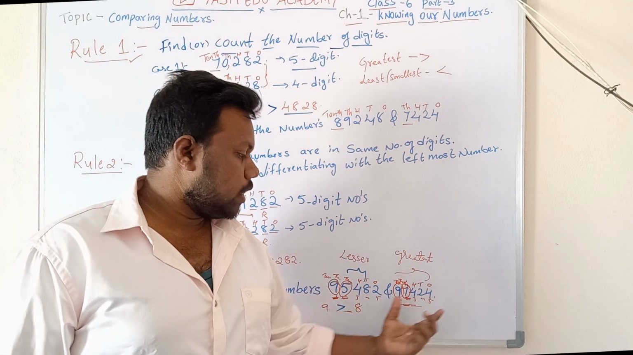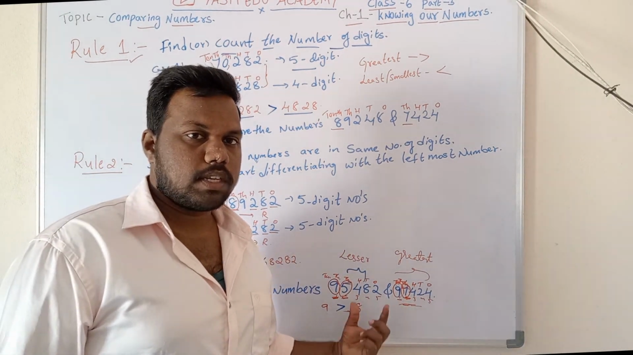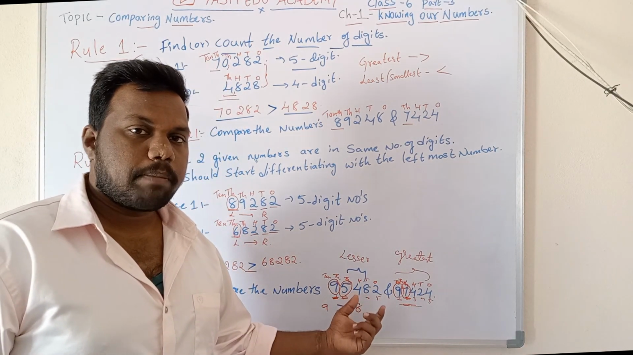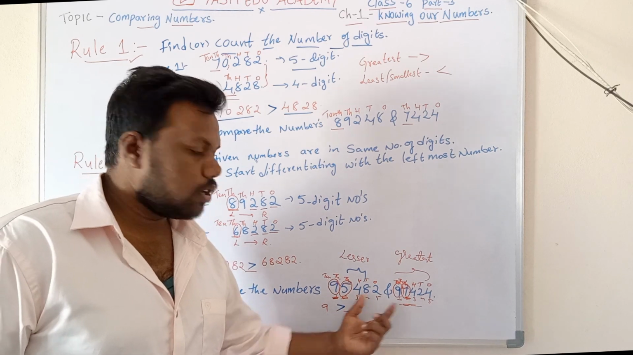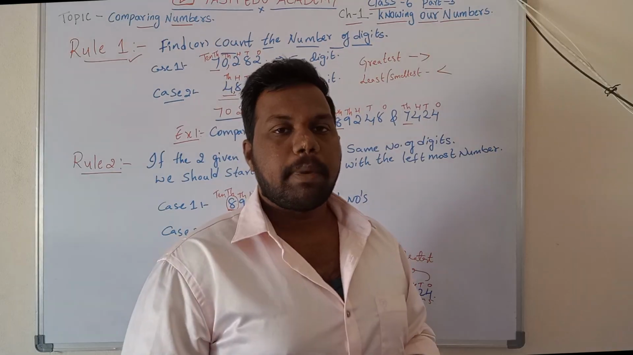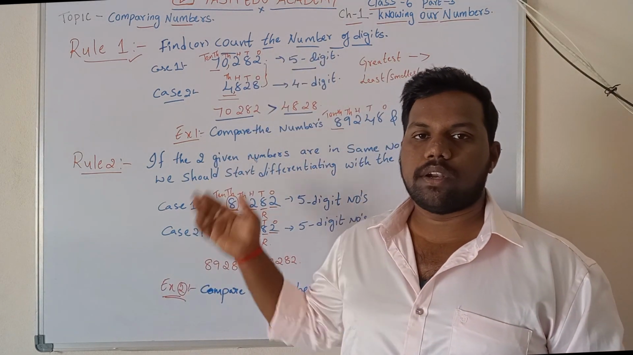Here two 5-digit numbers are there. From these two 5-digit numbers we should compare the second digit of each number. In this way we should compare the numbers by using rule 1 and rule 2 of comparing numbers.